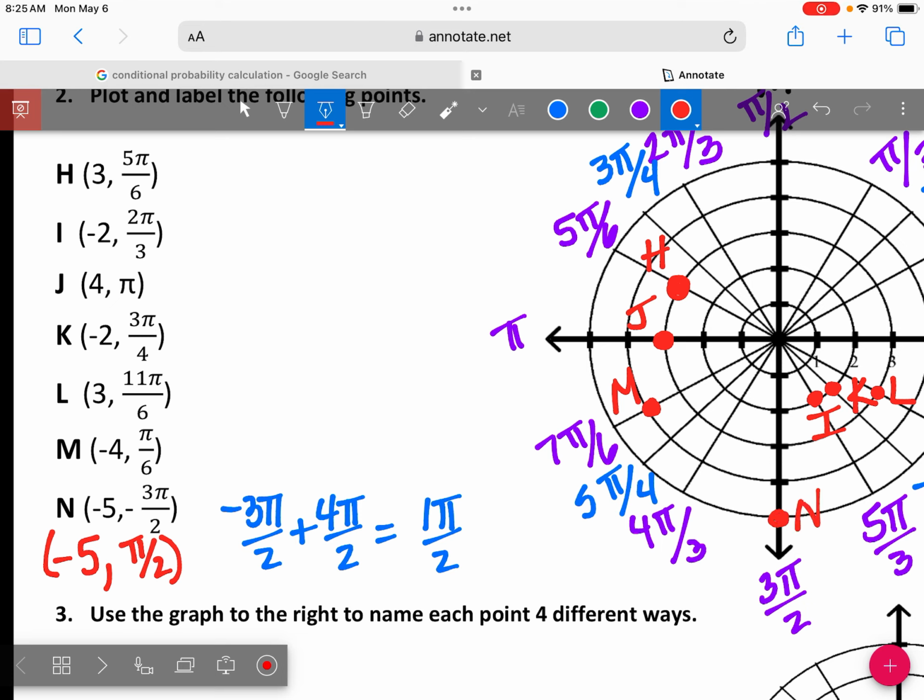Okay, any questions so far? So polar, instead of an X and a Y, like we would have on a regular coordinate plane, we have a radius and an angle.